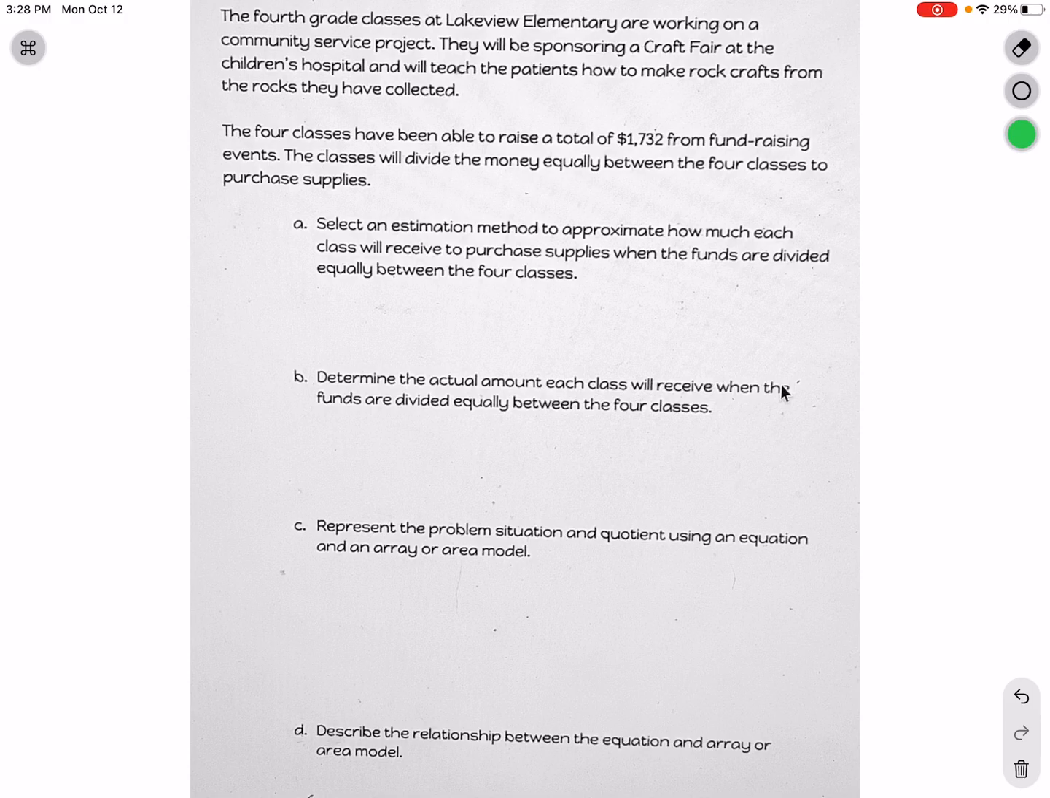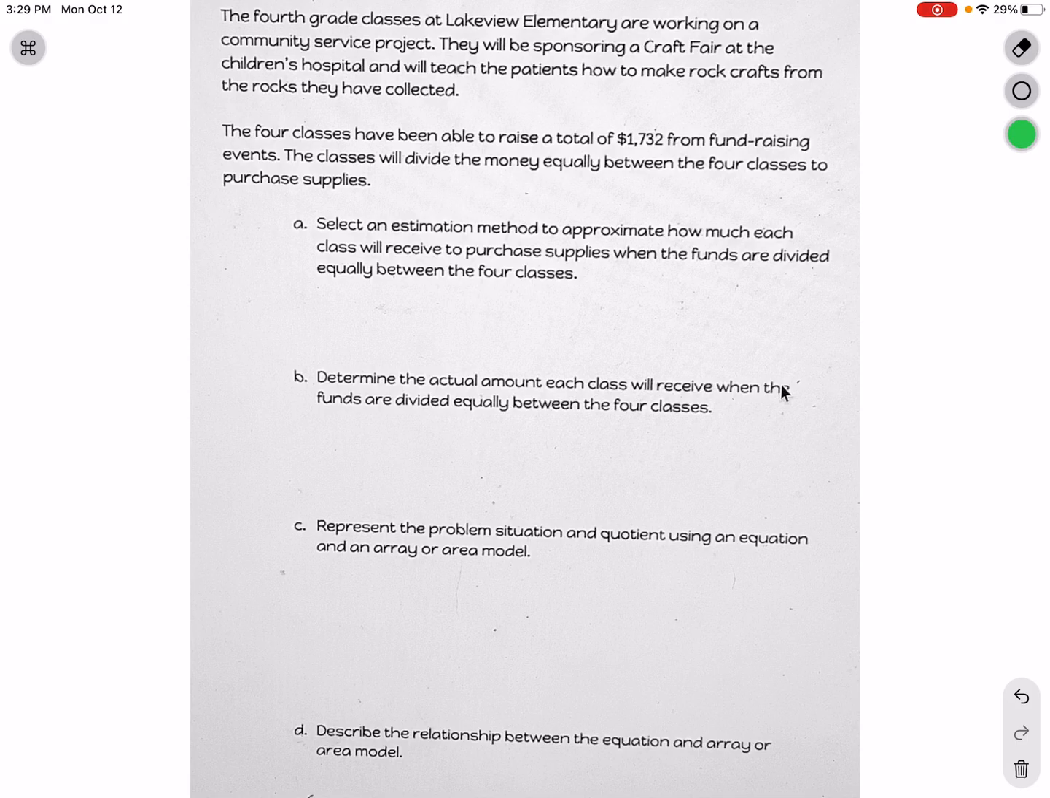The four classes have been able to raise a total of $1,732 from fundraising events. The classes will divide the money equally between the four classes to purchase supplies. All right. A. Select an estimation method to approximate how much each class will receive to purchase supplies when the funds are divided equally between the four classes.